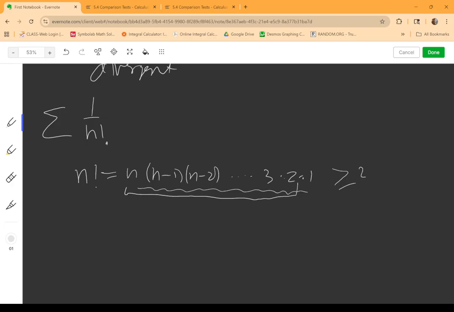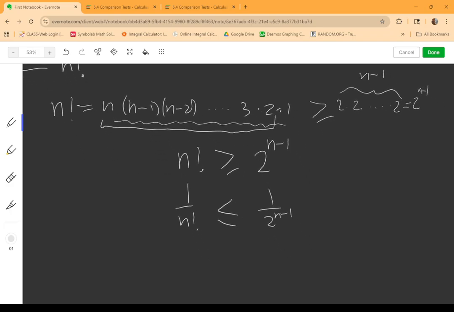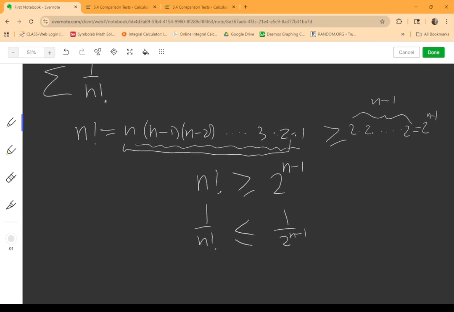The expression here on the left will always be bigger than this expression, where here we have n minus 1 terms, or that's 2 to the n minus 1. So now what I've established here is that n factorial is bigger than or equal to 2 to the n minus 1. And now really I'm not after that, but actually the reciprocal. So when I take the reciprocal, I can just flip around the inequality. And now that looks like my series. Now I've set up a comparison.